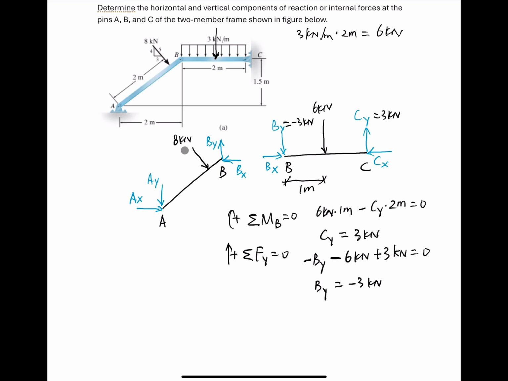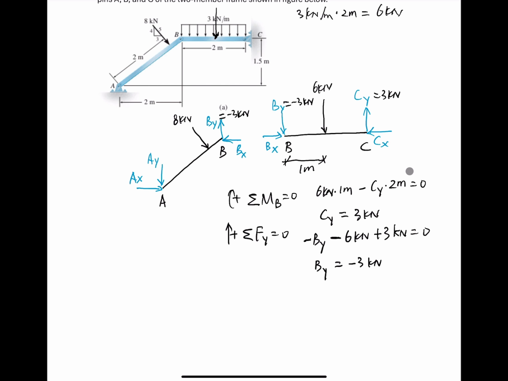That means because BY at point B on member BC and BY at point B on member AB have the same value, BY is equal to negative 3 kilonewton. That is what I mean, we have to borrow some value from the other member. So here we have BY showing on member AB. Once we know BY, we can move on to calculate the forces on member AB. We know we have BX, CX, but we leave that for later.